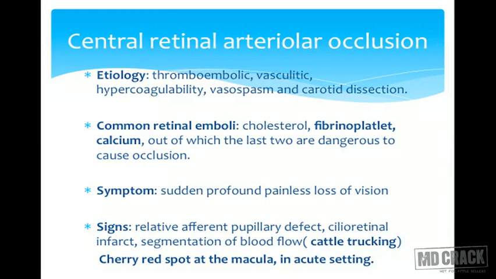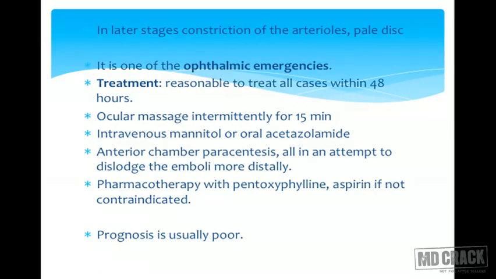Cherry red spot at the macula is also seen in the acute setting, which resolves as the central retinal artery occlusion resolves. In the later stages, we do get constriction of the arterioles due to lack of blood supply, which is followed by a pallor of the optic disc as a result of poor perfusion. It is very important to remember that this is one of the most important ophthalmic emergencies with severe consequences to vision.